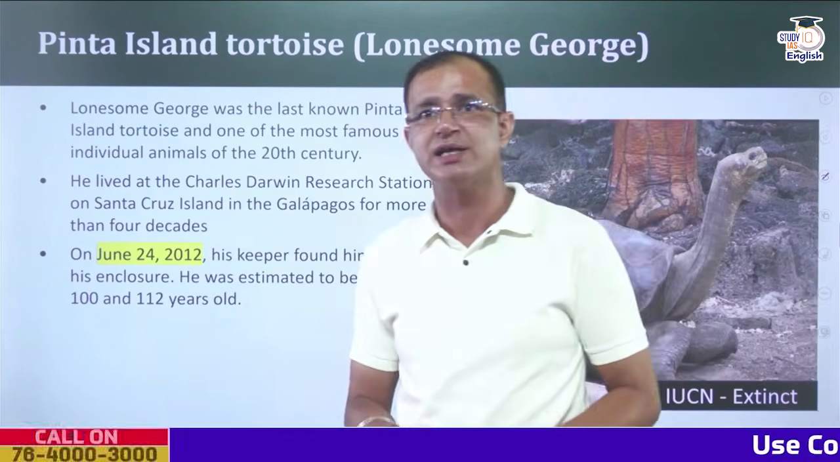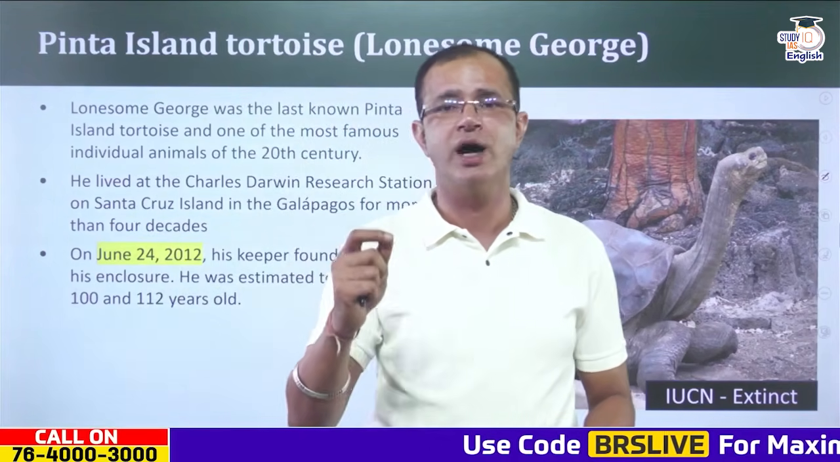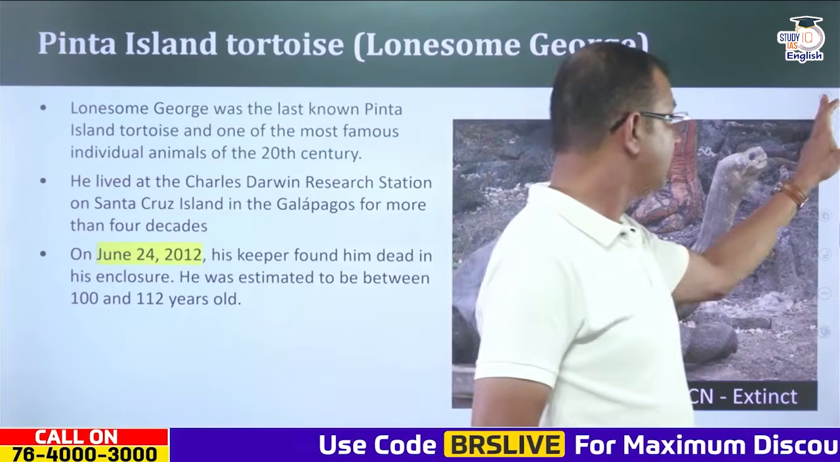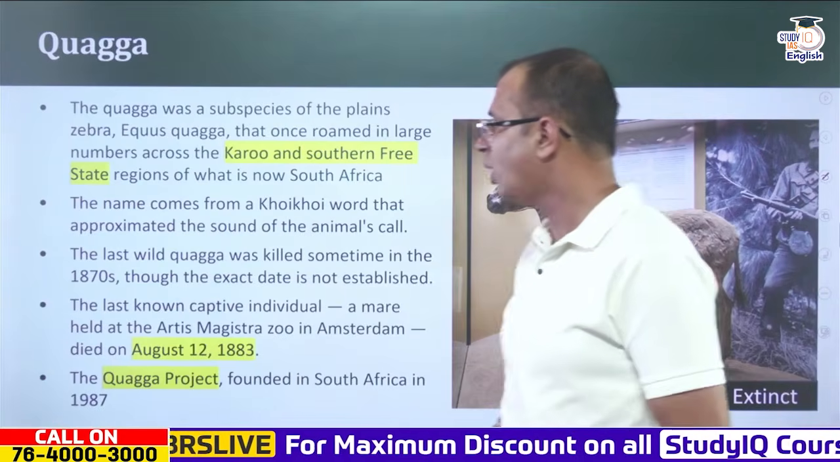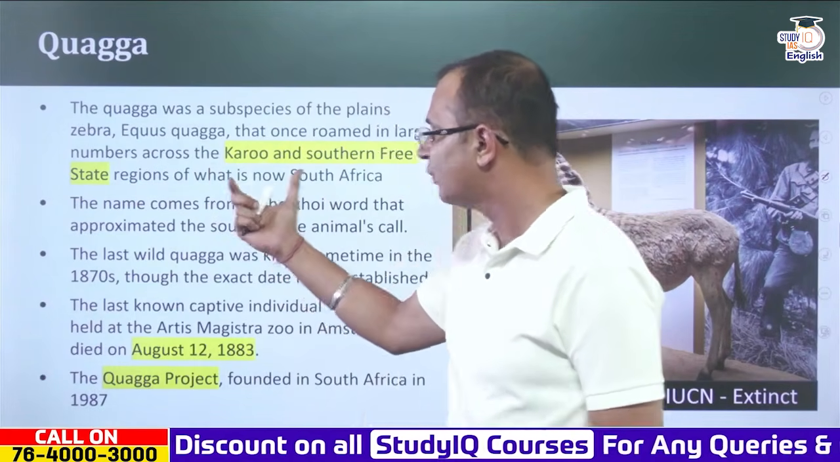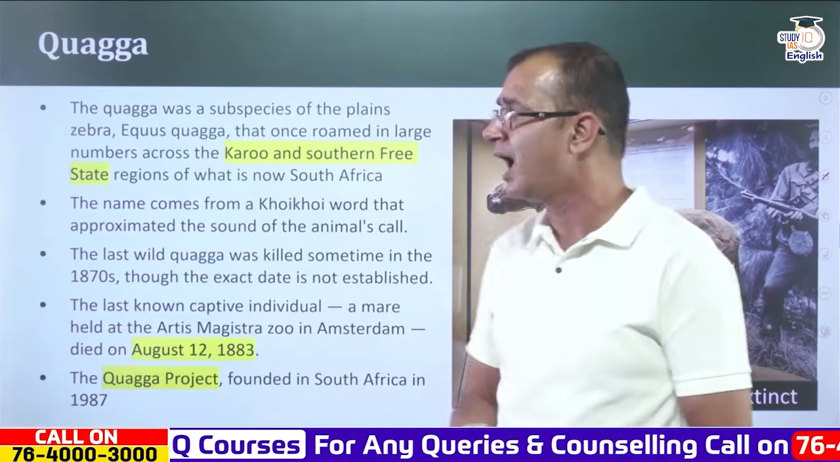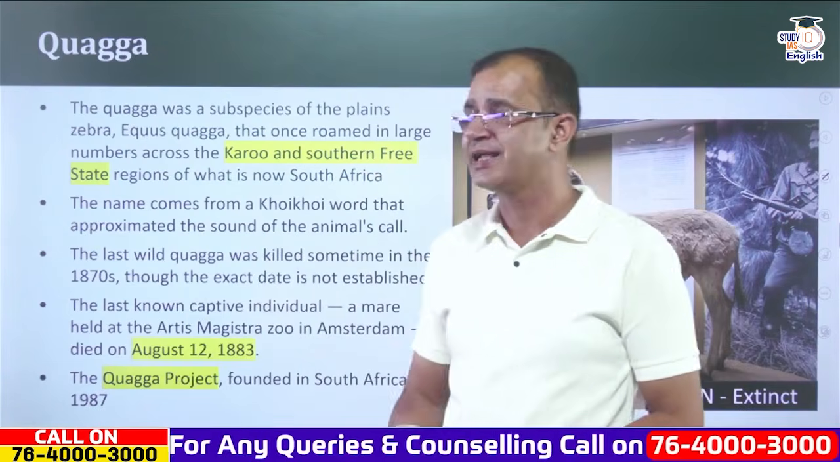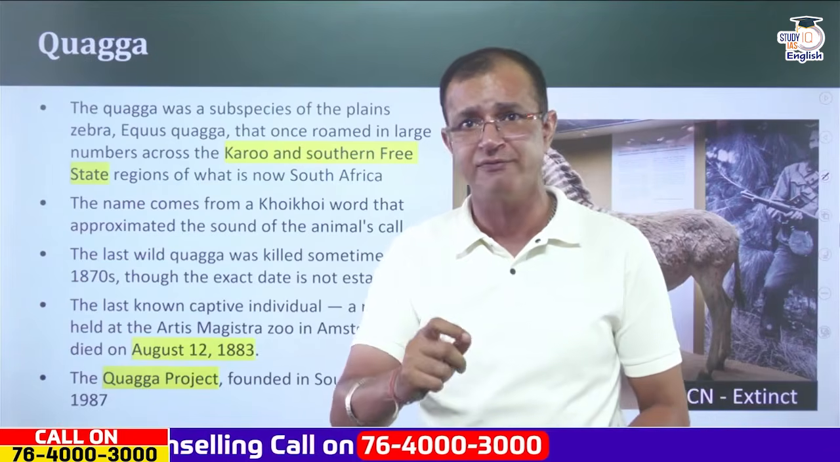And it is estimated that this tortoise has lived for around 110 to 112 years. Now, the next species that went extinct is the quagga. When it comes to the quagga, it was a subspecies of the plains zebra, Equus quagga, that once roamed in large numbers in the Karoo and the southern Free State regions, what is now the south of South Africa.